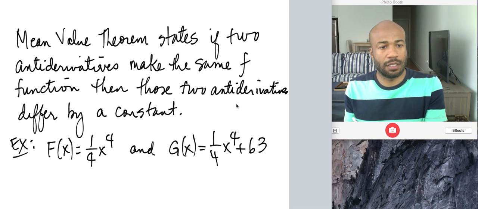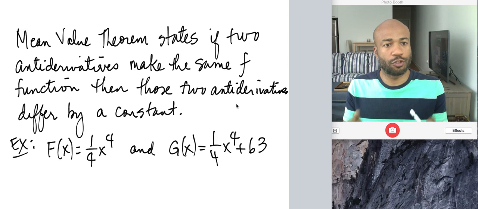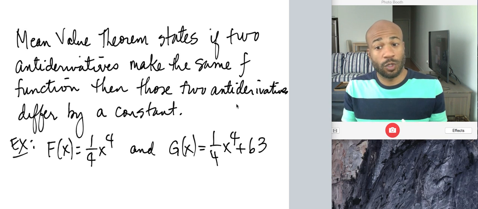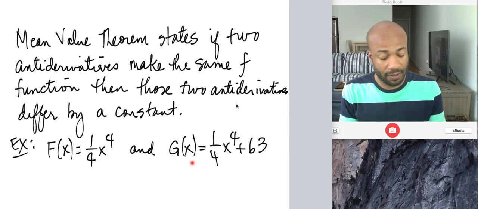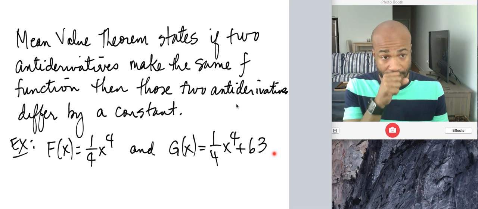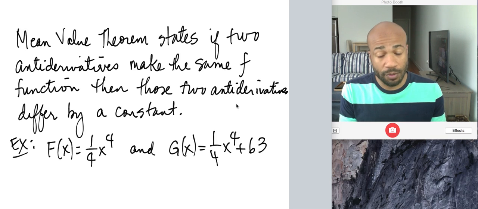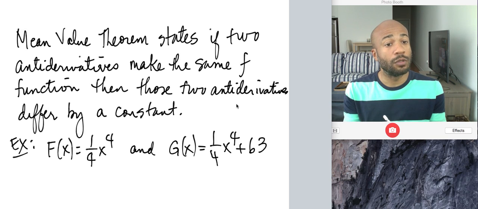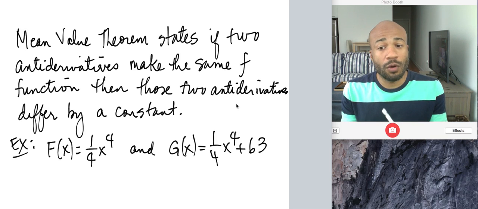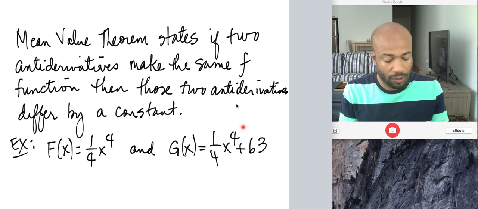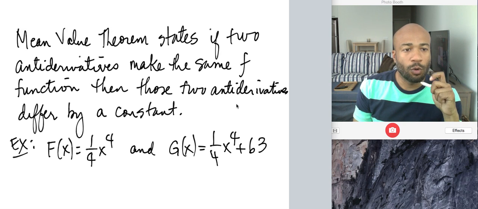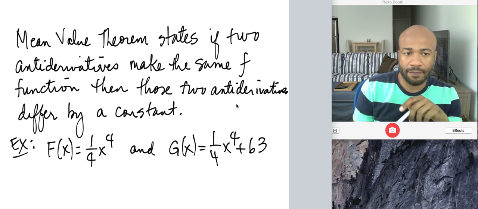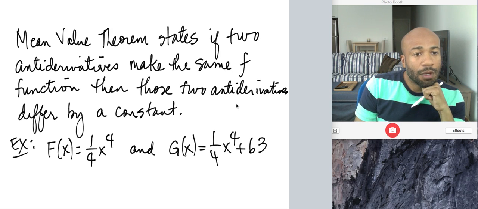So looking at the two problems that we just previously did, by taking the derivative of both big F, which was just regular 1/4 x to the fourth, and then we took the same derivative of the second function, which was 1/4 x to the fourth plus 63, we know that both of those come to x cubed. But if you notice, the difference is that there's an actual number or a constant on one of the functions. And that's what the mean value theorem states. So in order for us to get the same little f, the big F's only have a difference in constant.